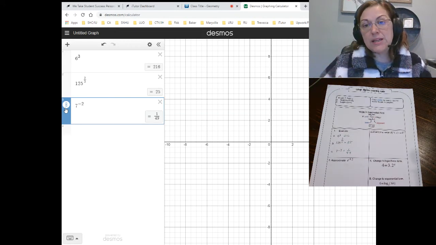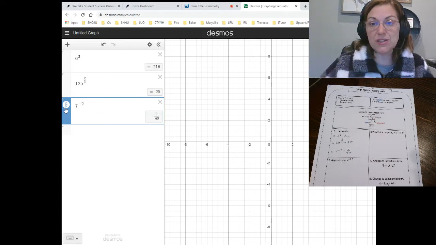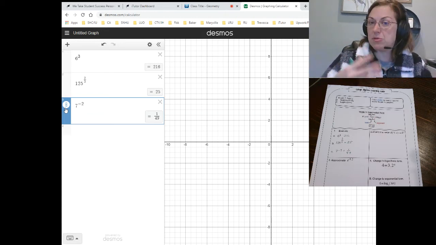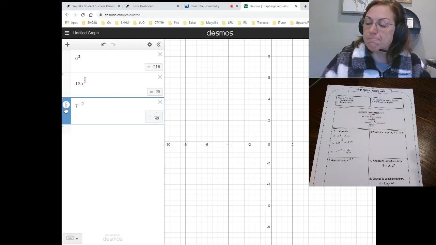Again, if you're using a different calculator, you're welcome to do that. The TI-83/84 can do these same skills. I'm just using Desmos because it is available and free.